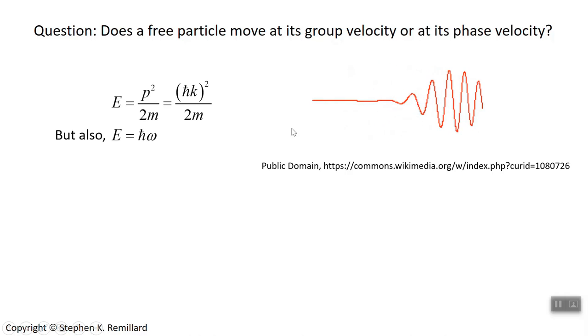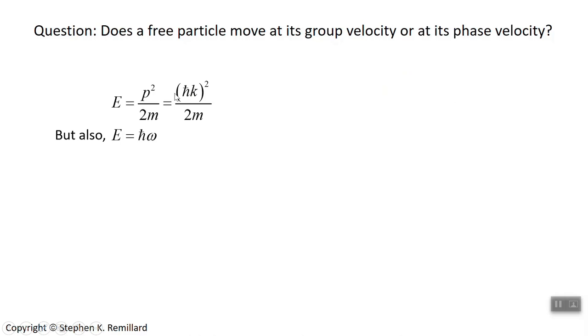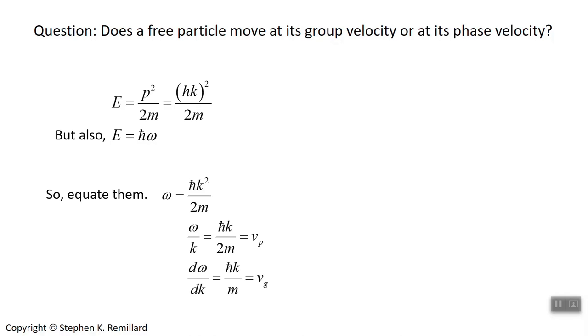We can work this out by looking at the energy of a free particle, p squared over 2m, where momentum is h bar k. This is the quantum mechanical momentum. But also, Planck's hypothesis, energy of a wave is h bar times omega. Those two are the same, so equate them. You can cancel out an h bar when you equate them. If I want to know the phase velocity, I should find omega over k, so I do. Phase velocity is h bar k over 2m. If I want to find the group velocity, I should differentiate omega with respect to k. So d omega by dk, differentiating this expression, is h bar k over m. Evidently, the phase velocity is half the group velocity. The group velocity is twice the phase velocity.